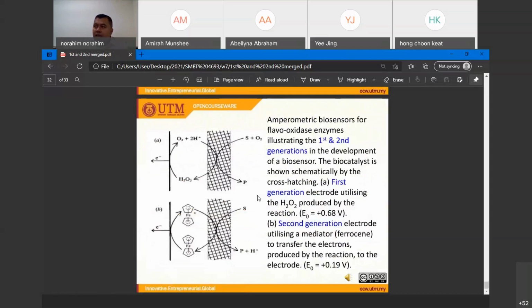I think we shall continue with the third generation of glucose biosensor after you guys come back from mid-semester break. Yeah, so week 9, then we will start with the third generation for the glucose biosensor.